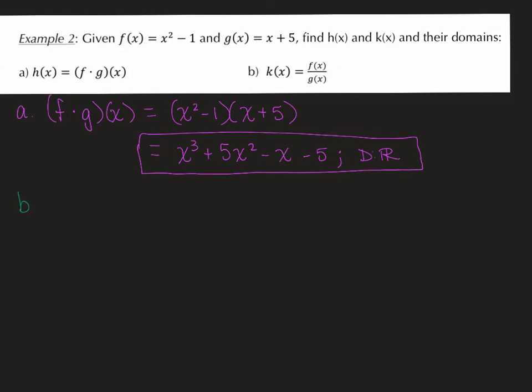Now on to B. B is our only one where we might actually have a domain restriction. So in B, we are asked to find f of x divided by g of x. So when I write my problem out here, I have x squared minus 1 over x plus 5. Now, sometimes you do have to simplify a little bit. So you do want to make sure that you're looking out for patterns that you might recognize. For instance, this x squared minus 1, that's a difference of squares.